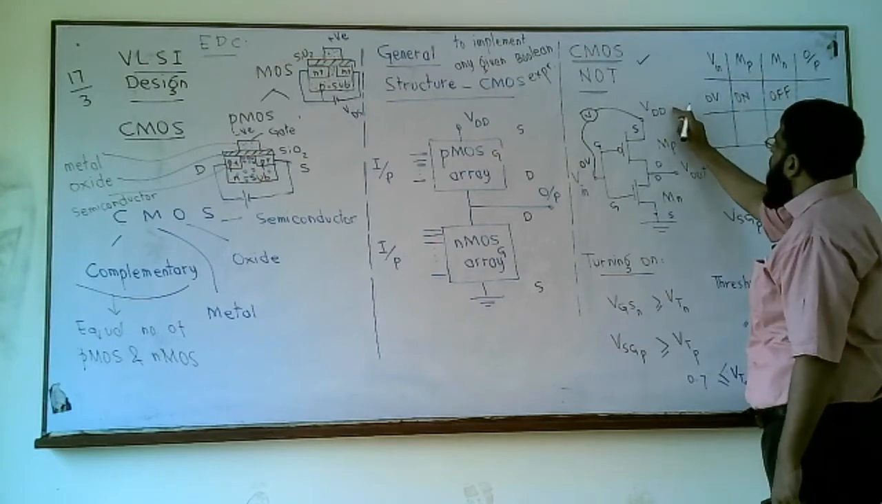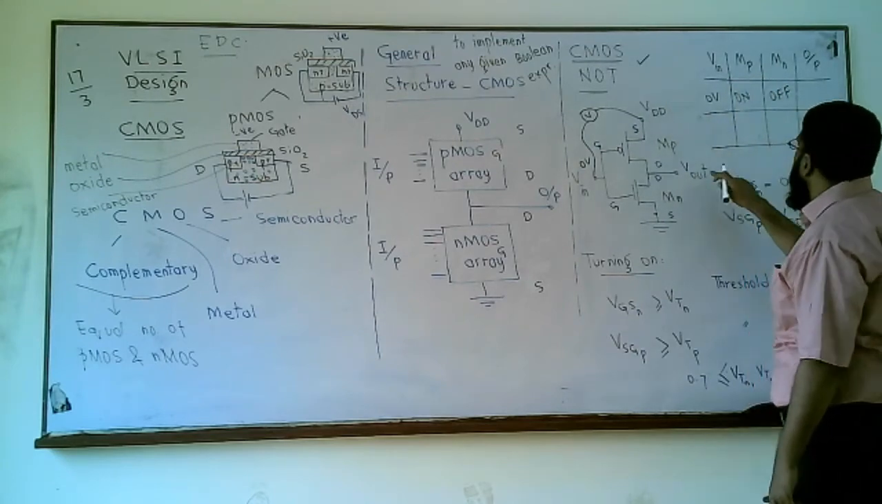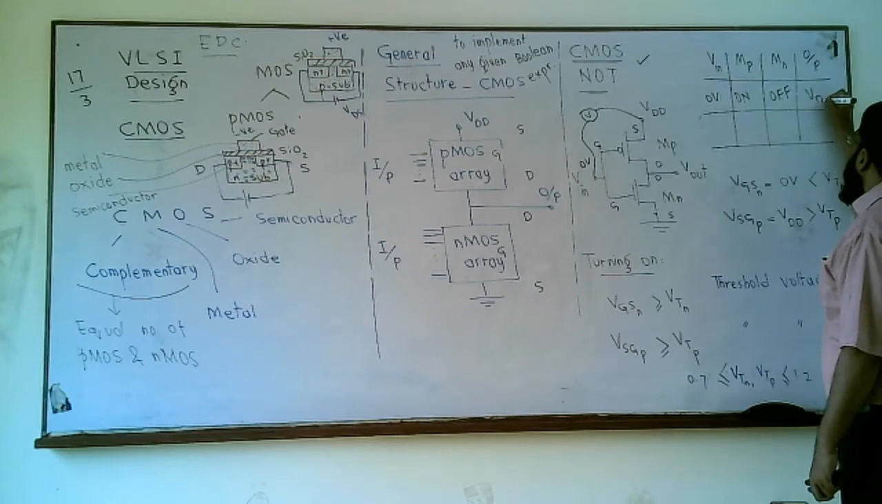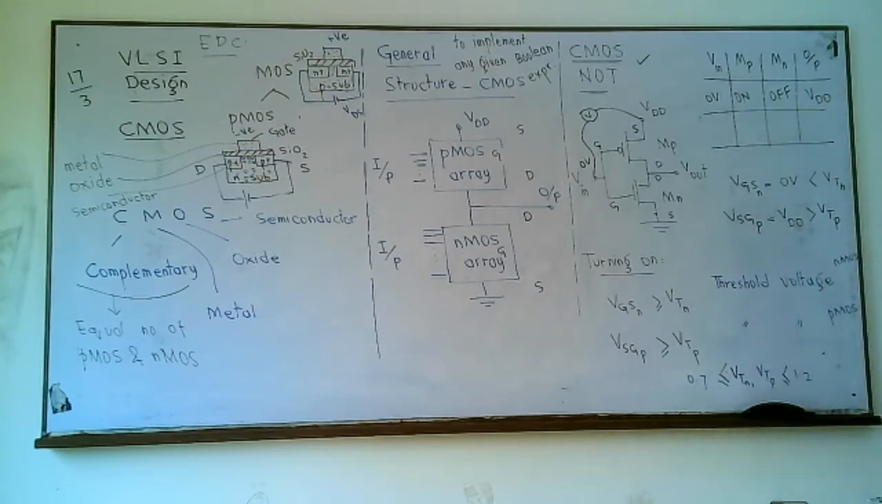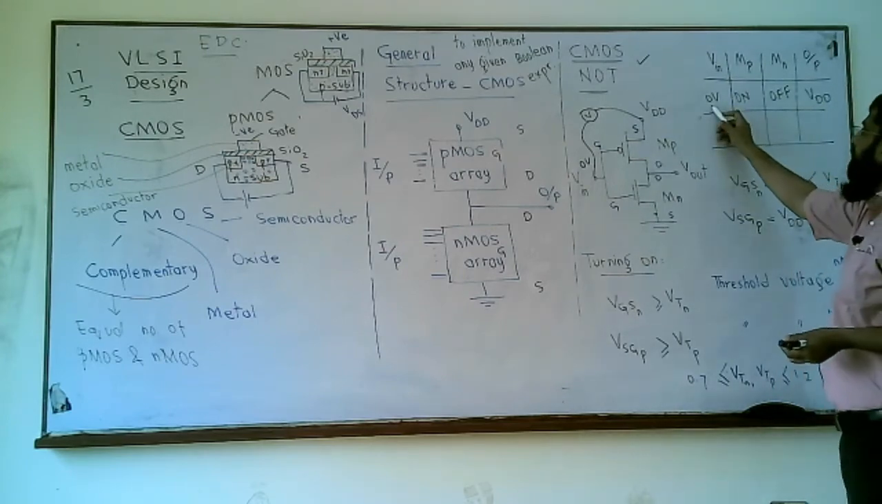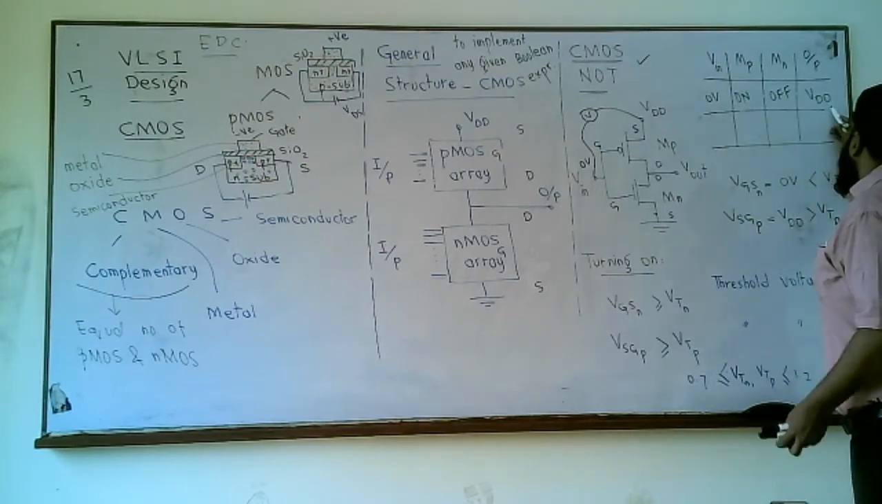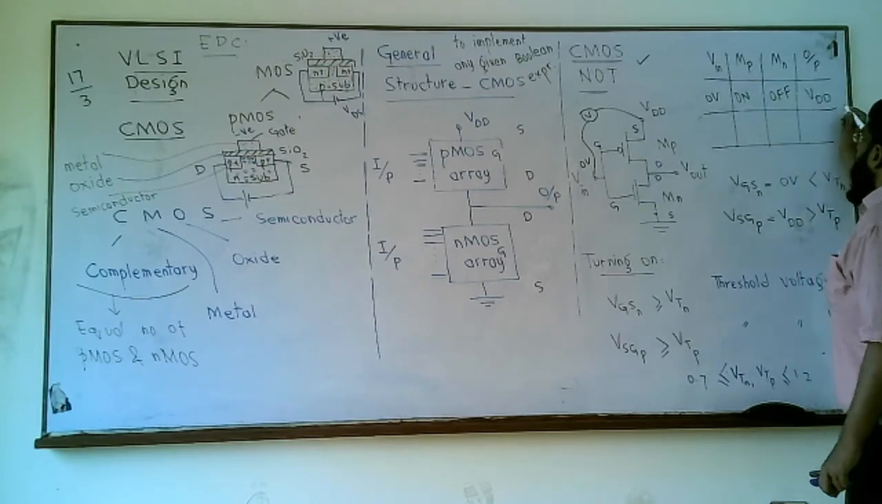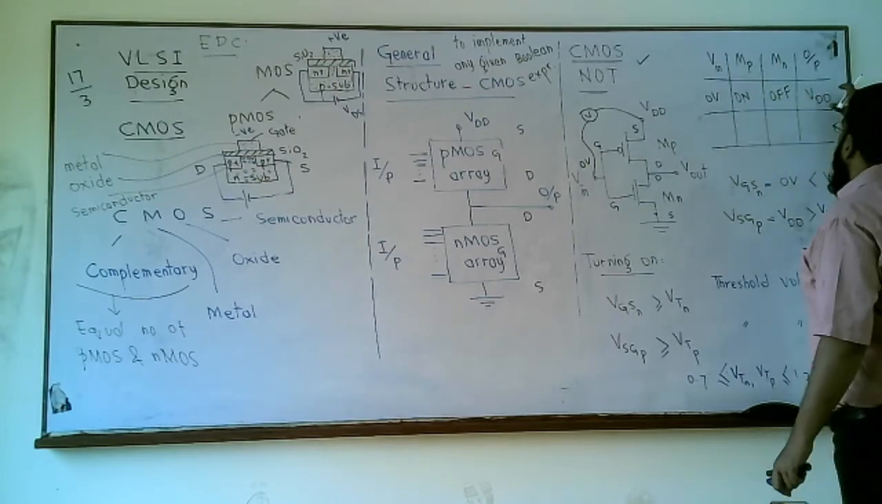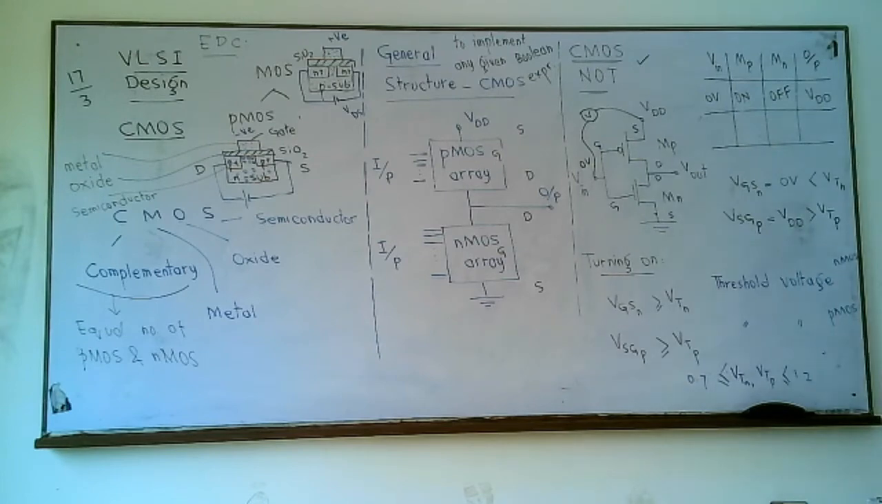If this MP is on, this VDD is available at the output, and the output is VDD. VDD means logic 1. So we have logic 1 available at the output. We have applied 0 volts to the input, and we have obtained VDD at the output, logic 1. The input is logic 0, the output is logic 1, so it has fulfilled the first condition of being a NOT.